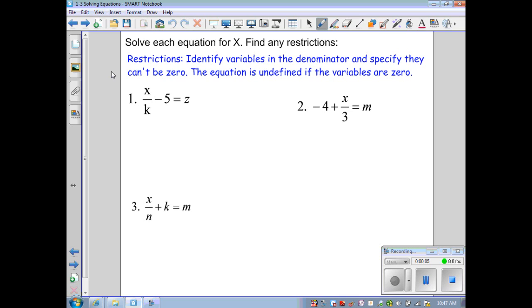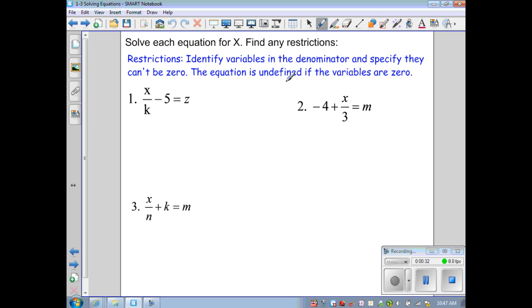Section 1.3, part 2. Solve each equation for x. Find any restrictions. What's a restriction? Well, what we want to do is identify what variables are in the denominator at the beginning of the problem and at the end. And we want to identify what makes those variables become zero. And we don't want to allow them to become zero. If they become zero, the equation then is undefined and you can't find the solution to the problem.